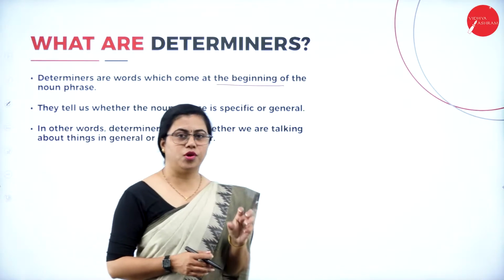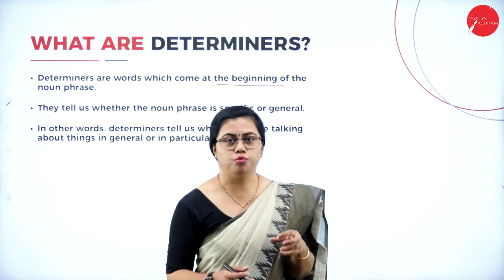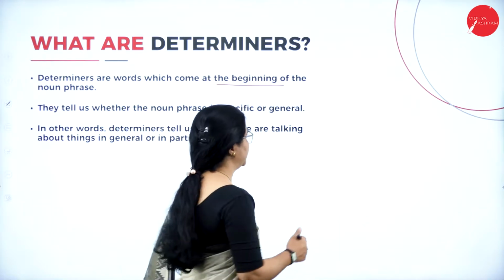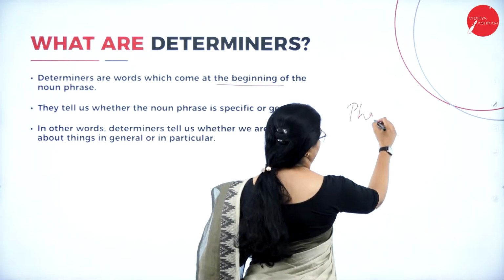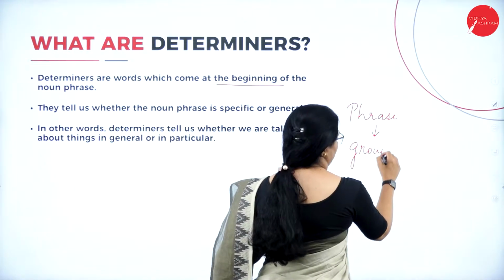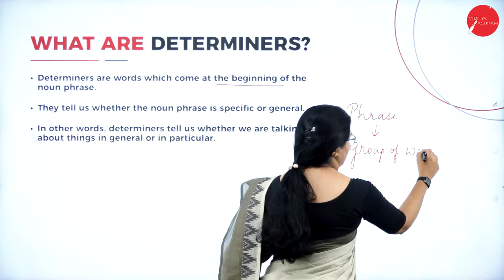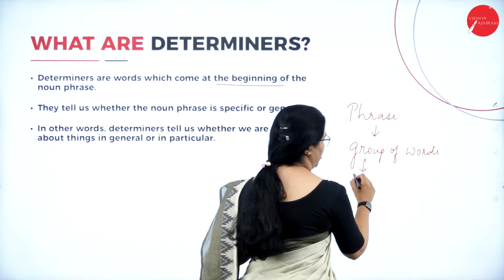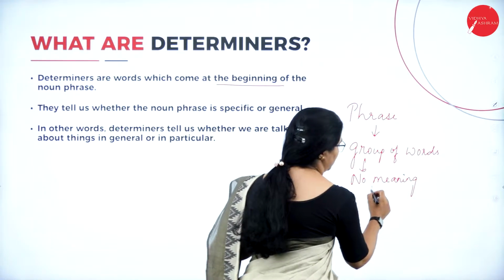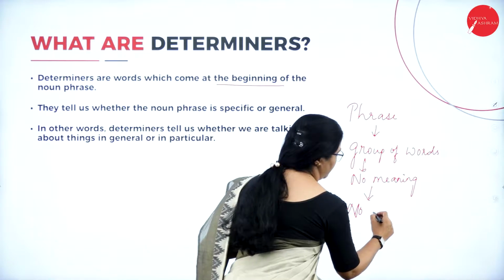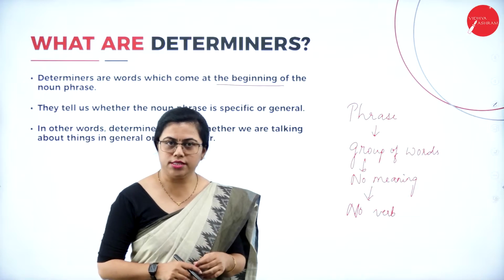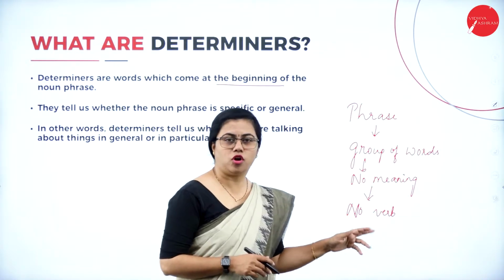So let me just tell you what a phrase is. A phrase is a group of words that does not have a verb in it. We call it a phrase. A phrase is again a group of words that does not have meaning, and it will not have a verb also. If it has a verb, it is called a clause. If it does not have a verb, it is called a phrase.